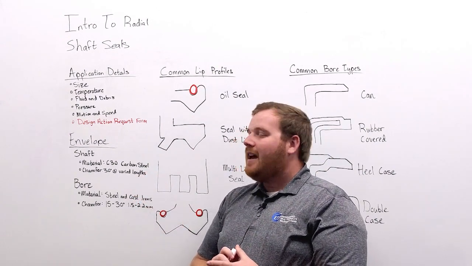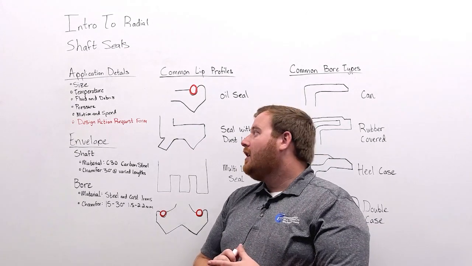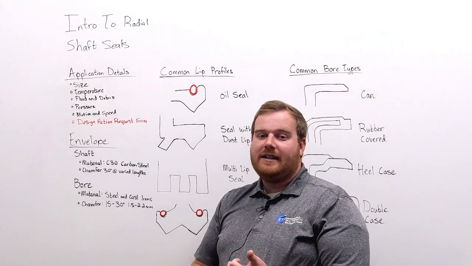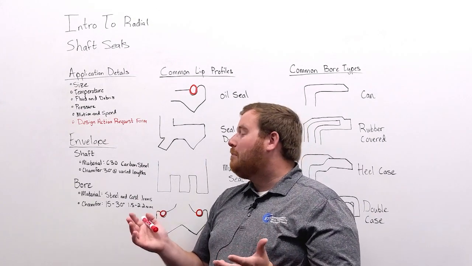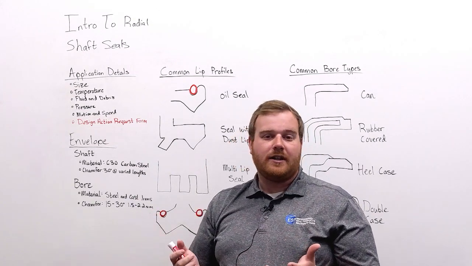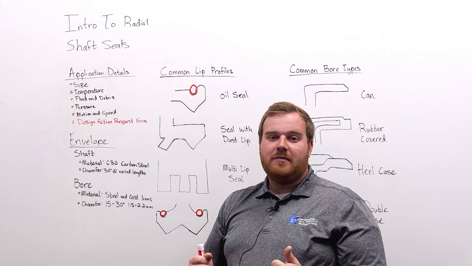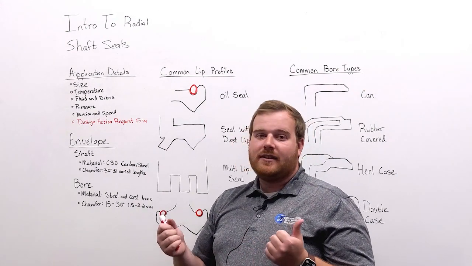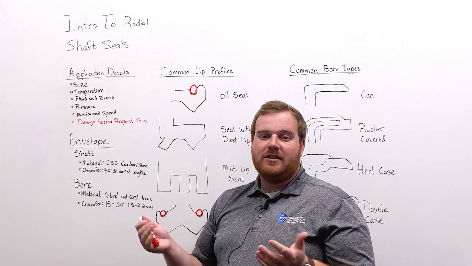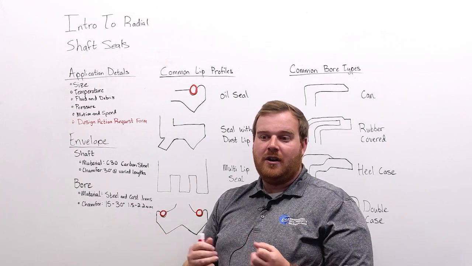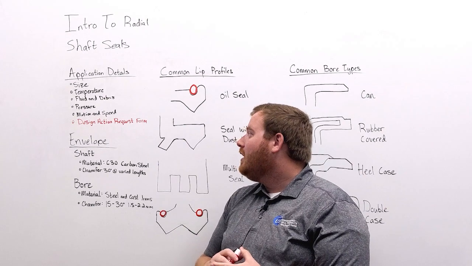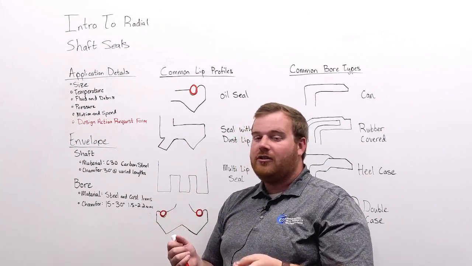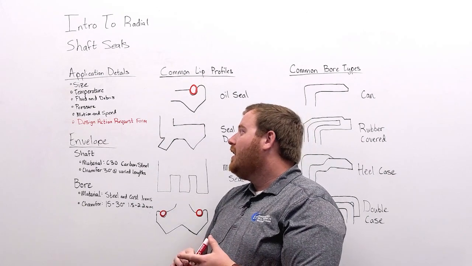On top of that, we also have temperature. We need to know what's the low temperature, what's the high temperature. This is very important for the material selection. We want to make sure we get a good material in there where the seal is going to be able to flex, and at colder temperatures we don't run into a really hard material, as well as on the high end, we don't run into a material that just starts getting eaten away.